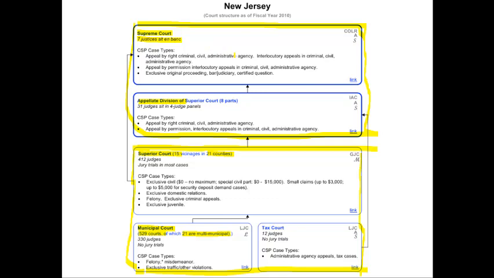And one interesting difference in New Jersey is that there's a mandatory retirement age of 70 for New Jersey Supreme Court justices, whereas federal Supreme Court justices are there for life. So there's an example of New Jersey's state court system.